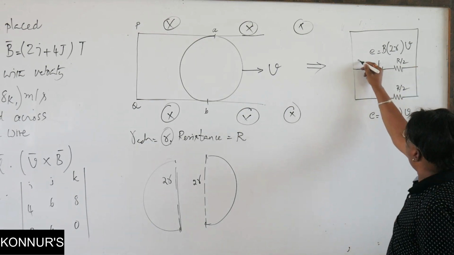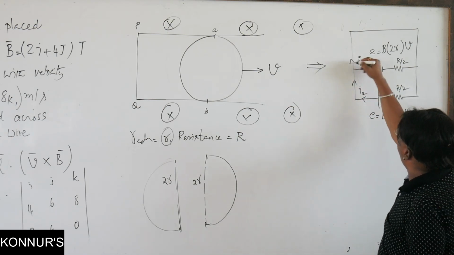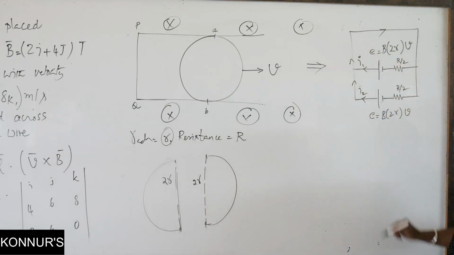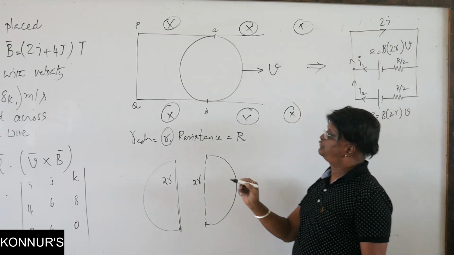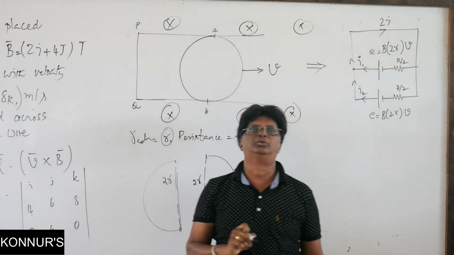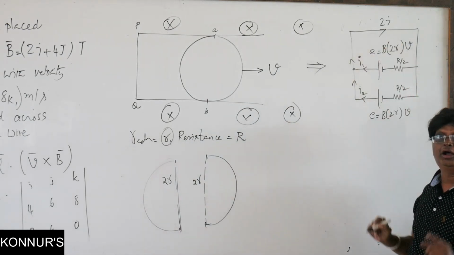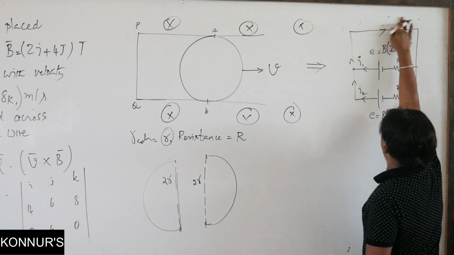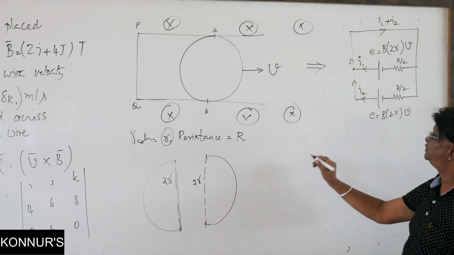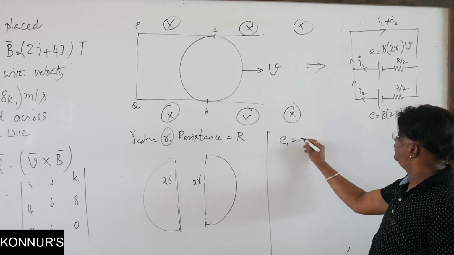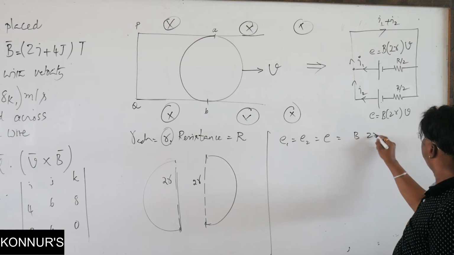Now this is current I1 from this one source and this current is I2, both being added here at this point. Therefore this current is 2I. This current we are asked to find in this part PQ of the railing. Therefore the answer is now not I but I1 plus I2. Now let us do our simplification. E1 is equal to E2 is equal to E, which is nothing but B times 2RV.